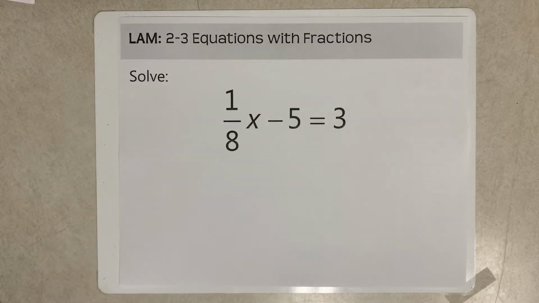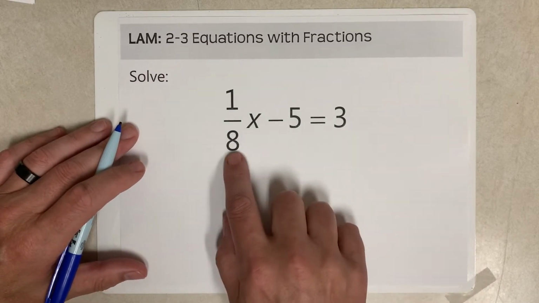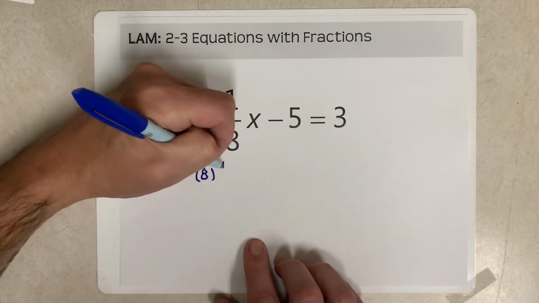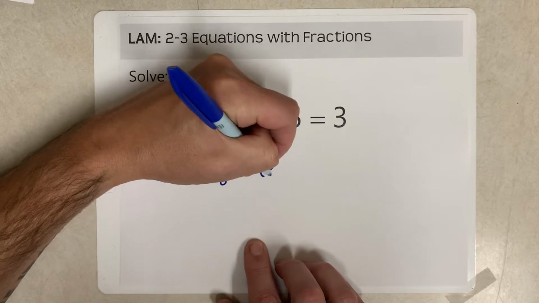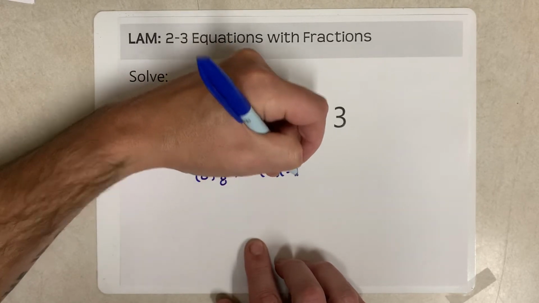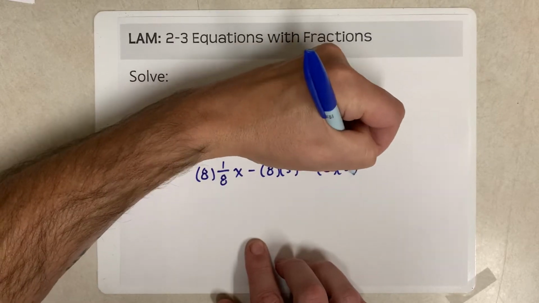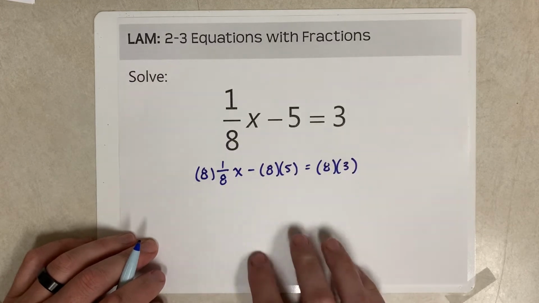This one has 1/8 in it. And so our denominator for the whole thing, there's only one, and it's 8. So we're going to multiply everything by 8, and we're going to get rid of this fraction right here. Minus 8 times 5 equals 8 times 3. The only thing you really need to pay attention to is multiplying every term in the whole equation by the same number each time.